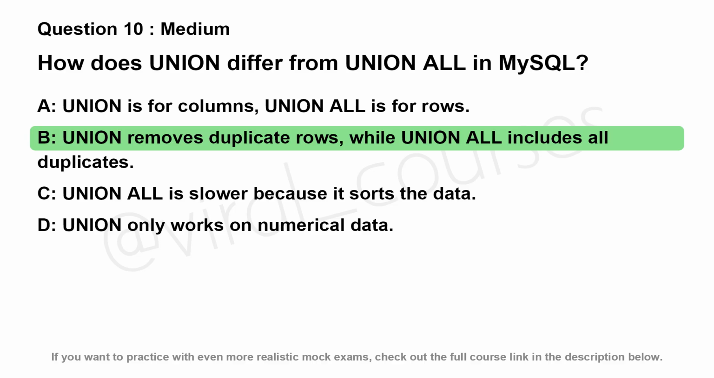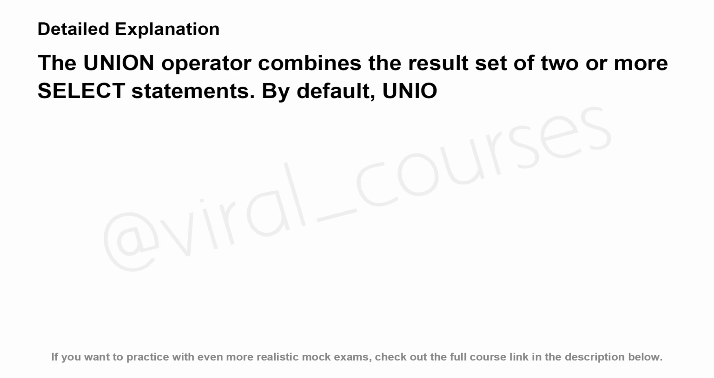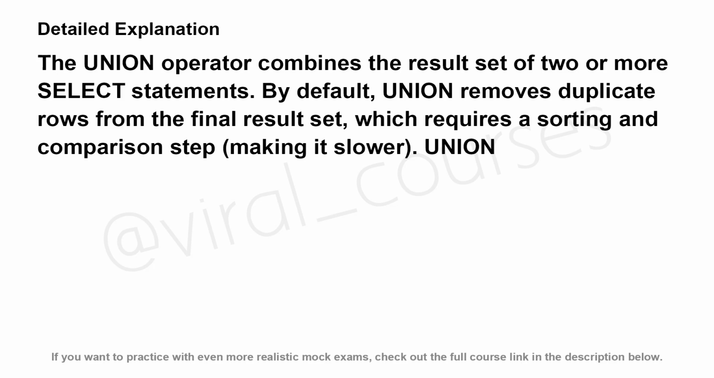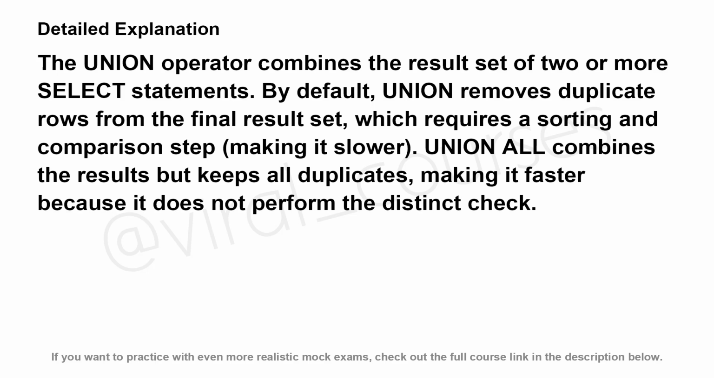The correct answer is B. The UNION operator combines the result set of two or more SELECT statements. By default, UNION removes duplicate rows from the final result set, which requires a sorting and comparison step, making it slower. UNION ALL combines the results but keeps all duplicates, making it faster because it does not perform the distinct check.